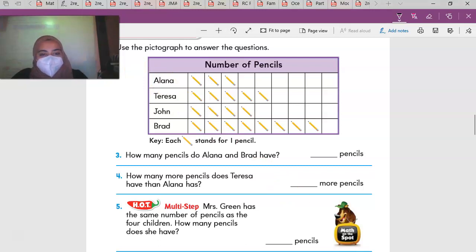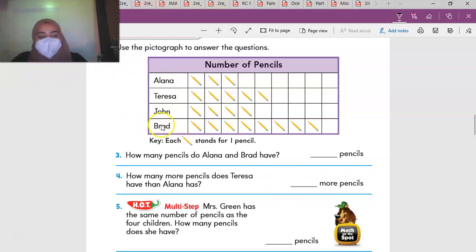All right, use the pictograph to answer the questions. Look at the key. Each pencil stands for how many? Each pencil stands for 1 pencil. So Elena has how many pencils? 3. We're going to write 3. Teresa has how many pencils? 5. John has how many pencils? 4. And Brad? 8. 1, 2, 3, 4, 5, 6, 7, 8.